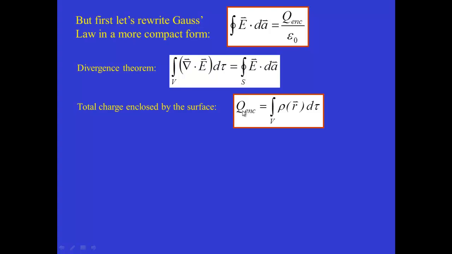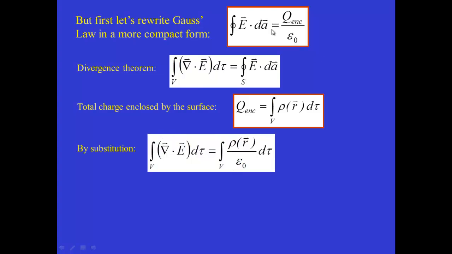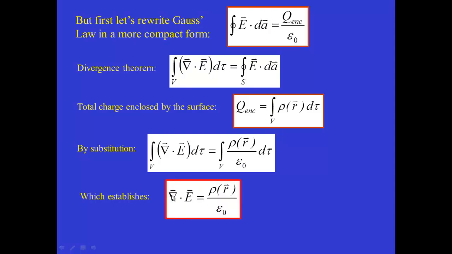So substituting both of these two expressions into the expression at the top for Gauss's law gives something very simple. We see that the left-hand side becomes the integral of the divergence of the function E. The right-hand side becomes the integral of rho d tau over epsilon 0, and these two volumes are the same. So if those two integrals are the same, then it must mean the integrands are the same as well. So by inference we see that the divergence of E is the charge density divided by epsilon 0.